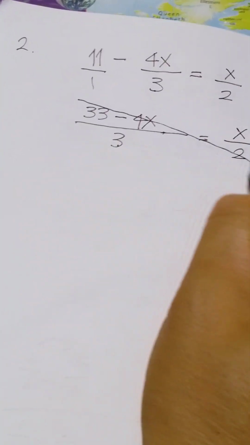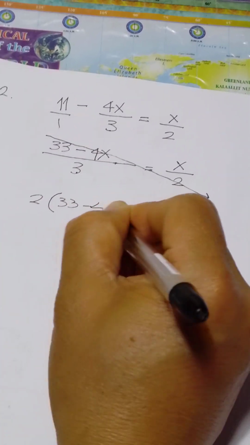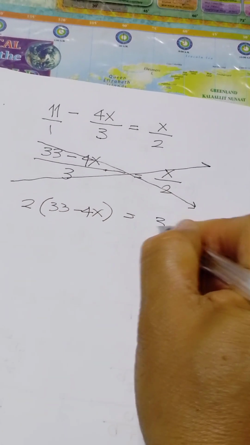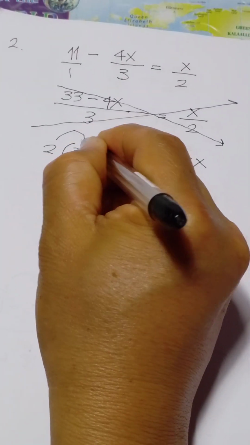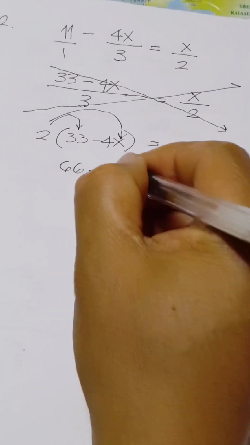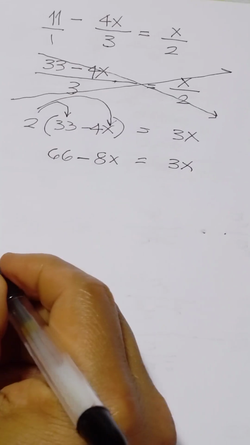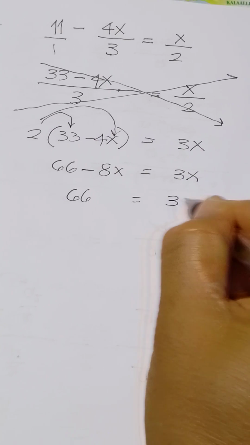So next, I have to cross multiply this one. So I have here 2 times 33 minus 4x is equal to, cross multiply, this one, 3x. Now this one, I need to distribute. 2 times 33 is 66. Then copy the operation. 2 times 4x, that will be 8x. And then just copy 3x. Next is just copy 66 and then copy 3x.